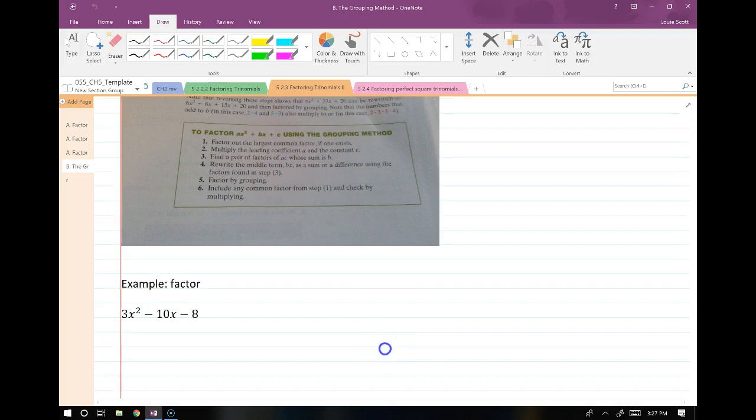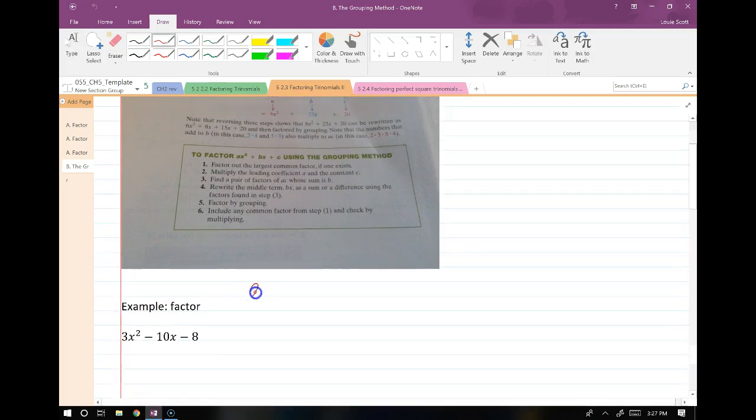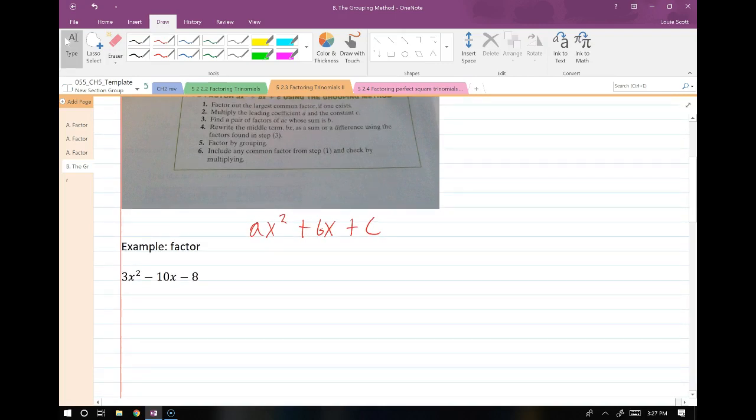For this particular polynomial, this is the general form, ax squared plus bx plus c. What we do here is we create a table on the side. On this side, we multiply a times c, right? For this one, it would be 3 times negative 8. That gives us negative 24. On the other side, we again do the sums thing. And what we want is negative 10, the middle term again.